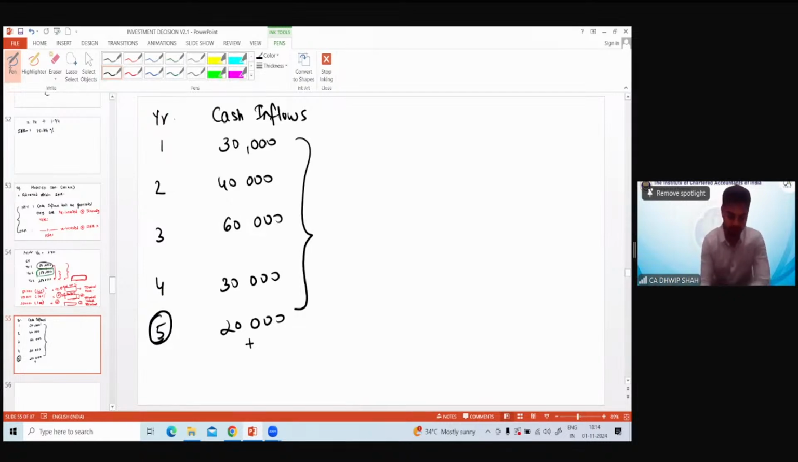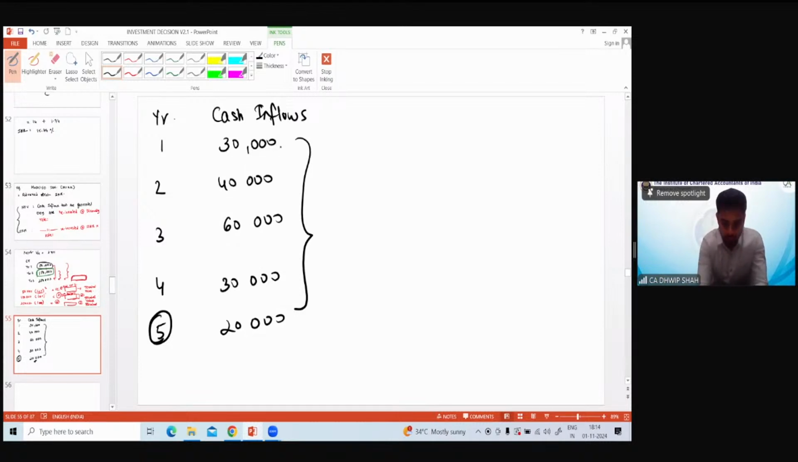Are you getting this? So you have to bring all the cash inflows to terminal value. Did you understand till here? Our task is to bring all the cash inflows. We have to bring this 30,000 to year 5. We have to bring this 40,000 to year 5. We have to bring this 60,000 to year 5. We have to bring this 30,000 to year 5.